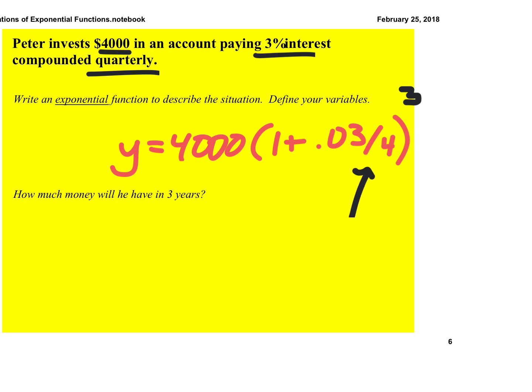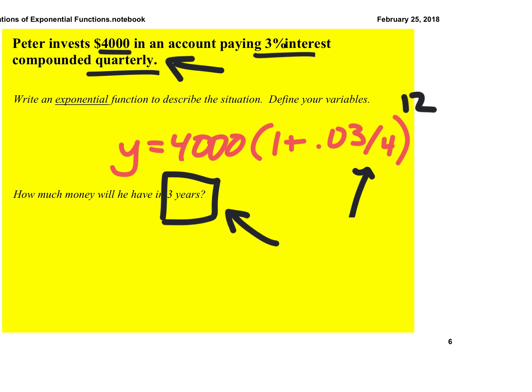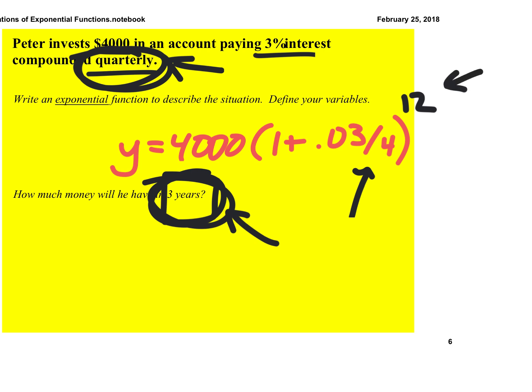So 3 years is how many quarters? 12 quarters. It's tricky because in one case they told us to do it quarterly, which is like every 3 months, and in the other case, they used years. They used months here and years here. So then we have to make it the same. So we're going to use months. No, quarters, sorry, quarters. All right, good enough on that one.